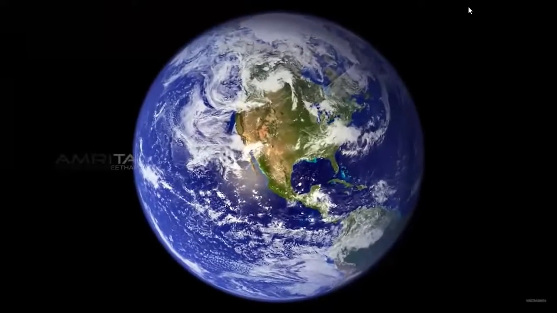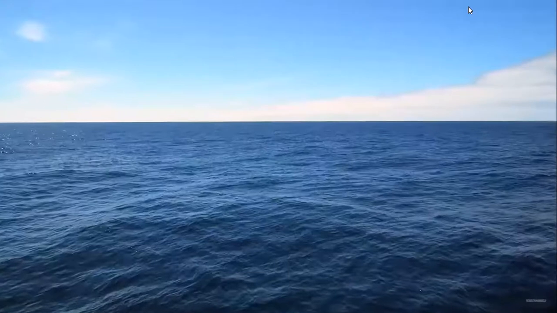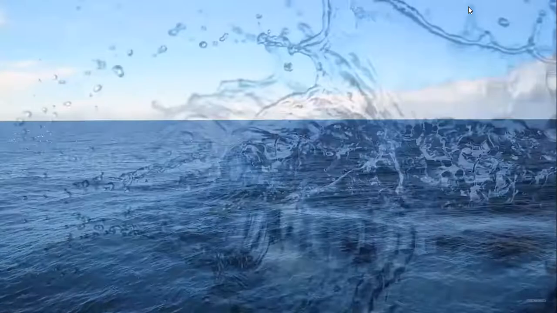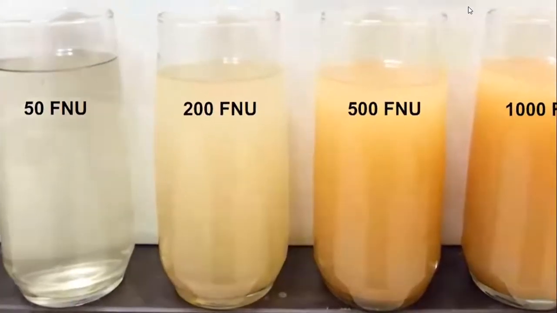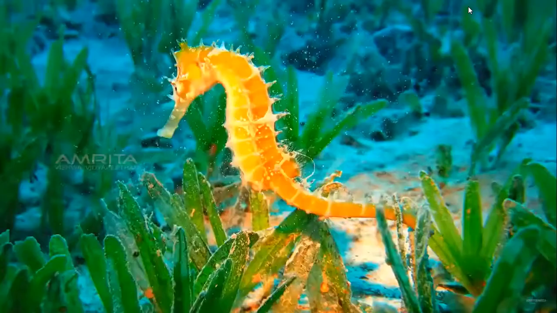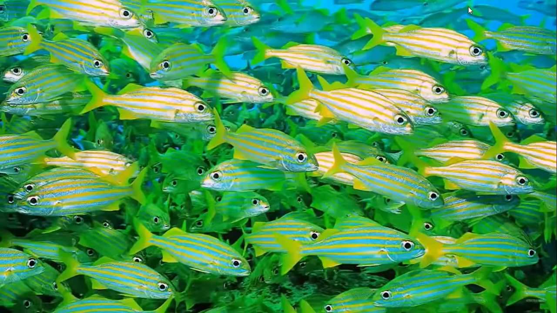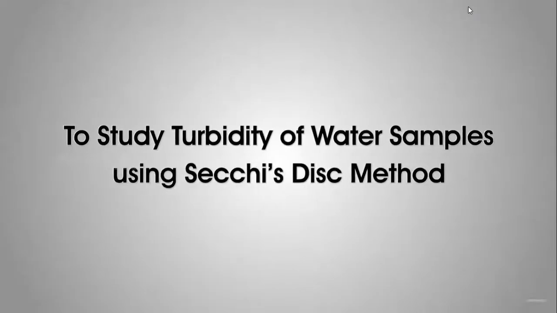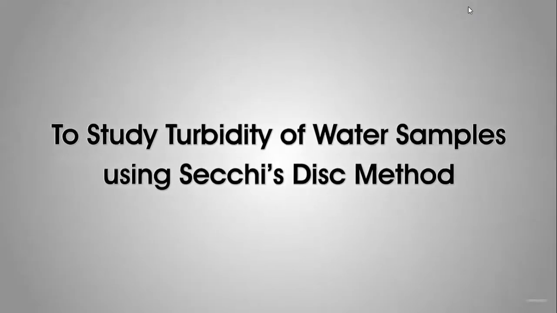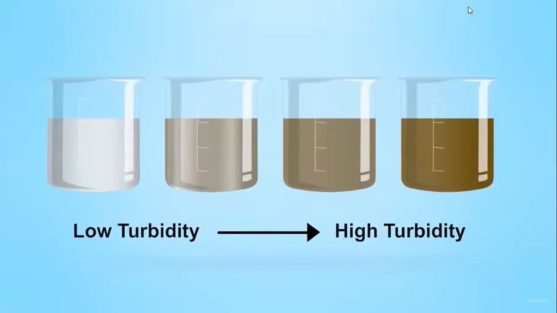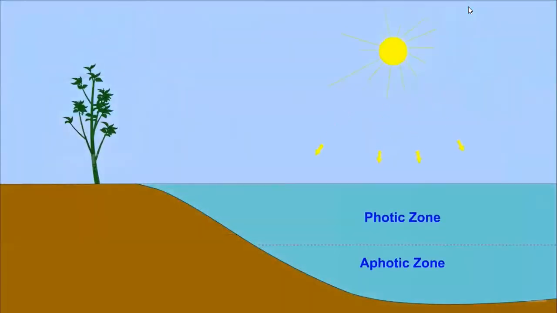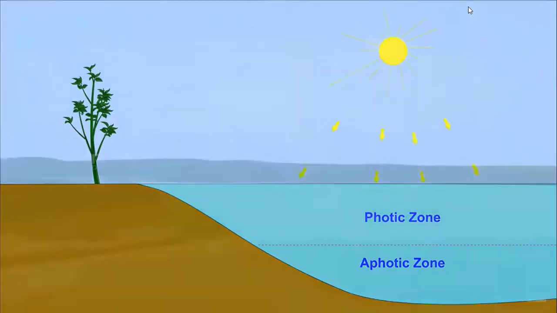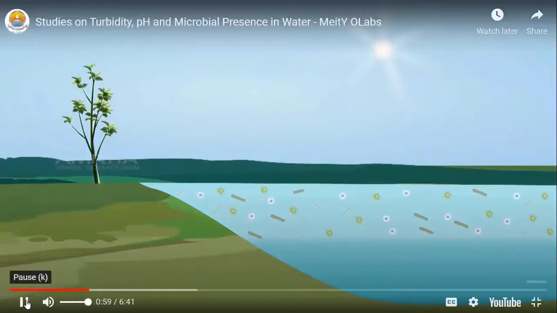Water covers about three-fourths of the Earth's surface and it is essential for all known forms of life. Some of the characteristics that control the quality of water are the turbidity of water, the pH of the water, and different types of plants and animals and their density. To study the turbidity of water samples using Secchi disk method: turbidity is the measure of the relative clarity of the liquid. Turbidity of the water body determines the depth to which light can penetrate and thus affects the distribution and photosynthesis of phytoplankton and macrophytes.